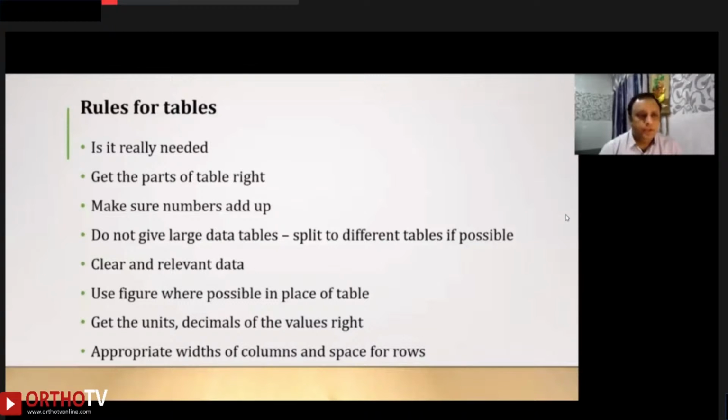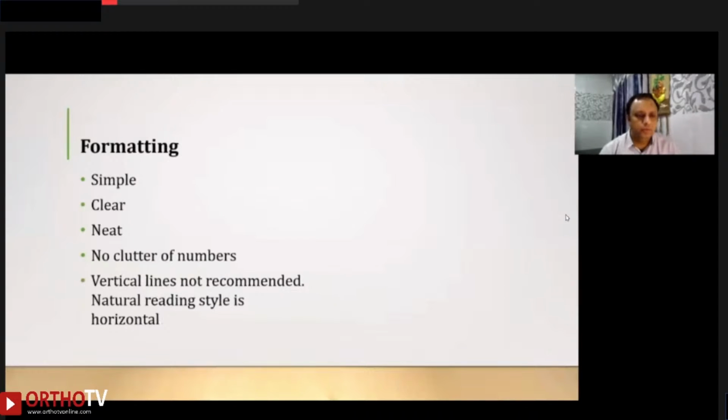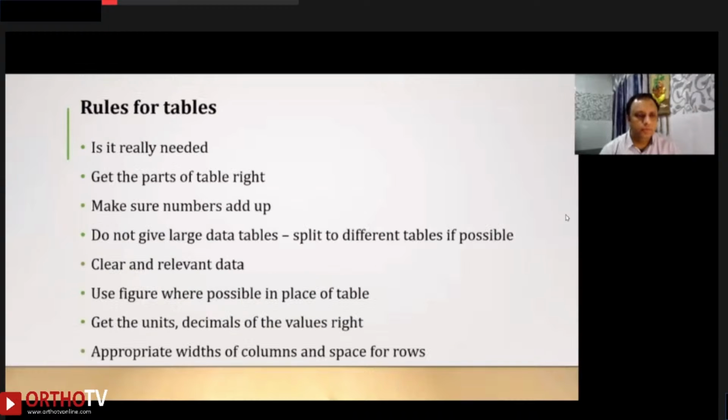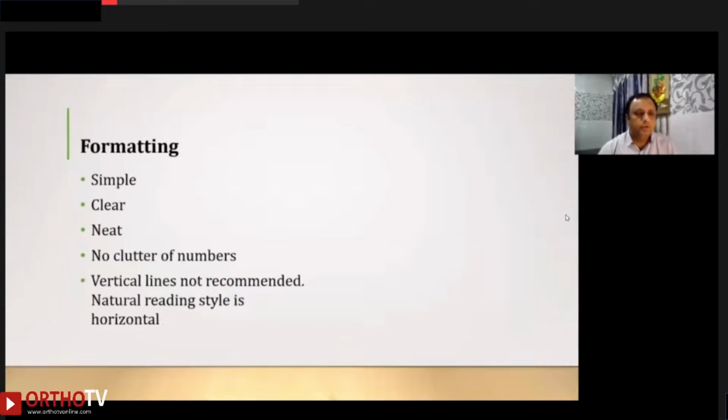So what are the rules for tables? Is the table really needed? You need to decide whether you want to put the table or not, get the parts of the table right, make sure numbers add up. Do not give large data tables, split to different tables if possible. So clear and relevant data is required. Use figure where possible in place of table. Get the units, decimals of the values right, and appropriate widths of columns and space for the rows. Formatting should be simple, clear, neat, no clutter of numbers.